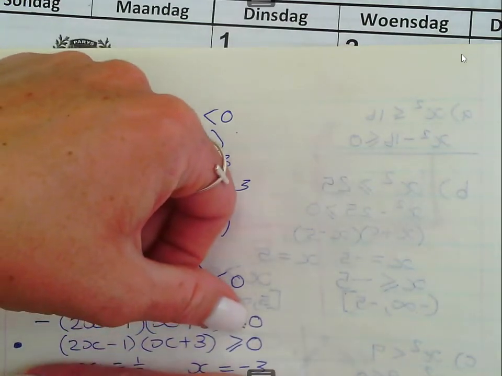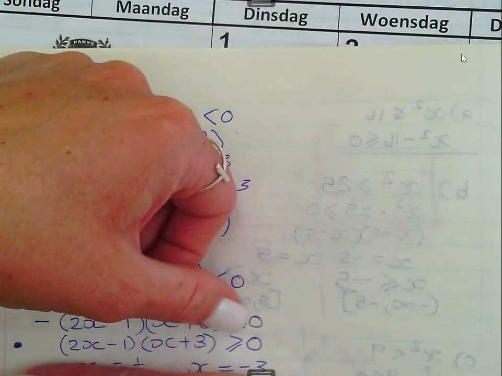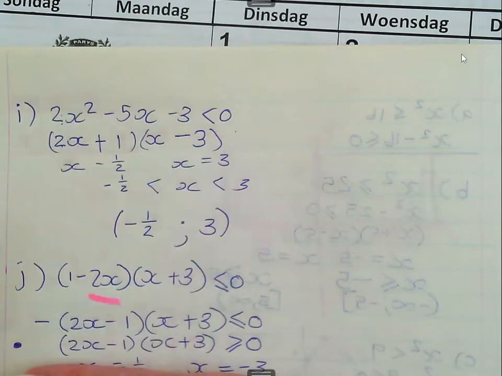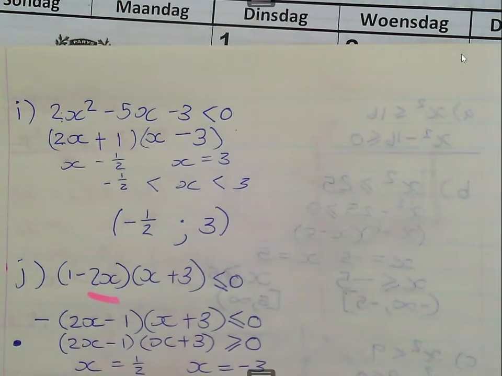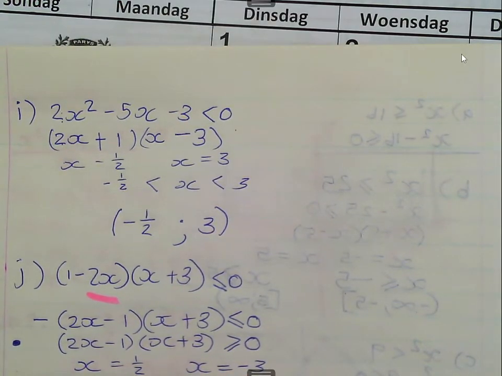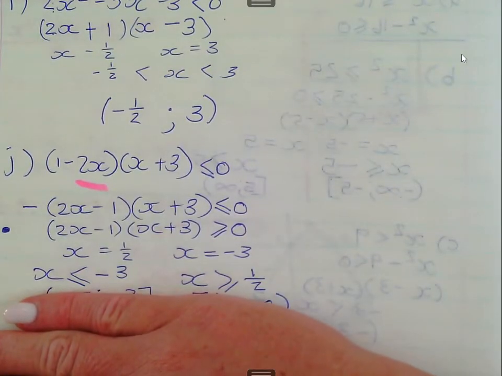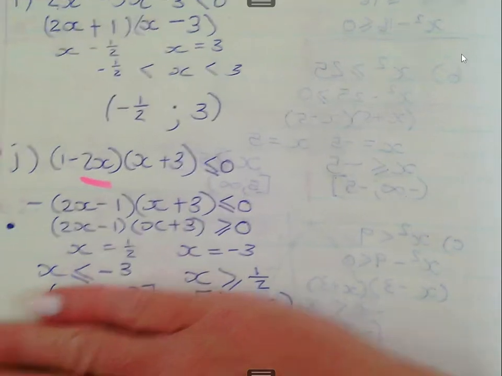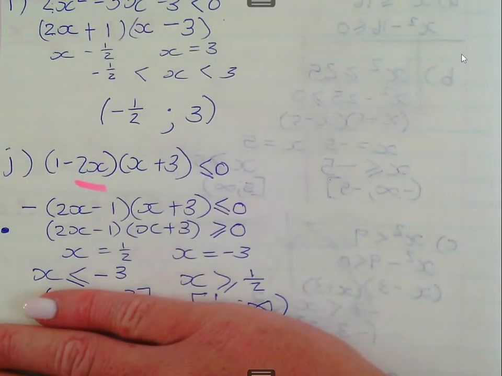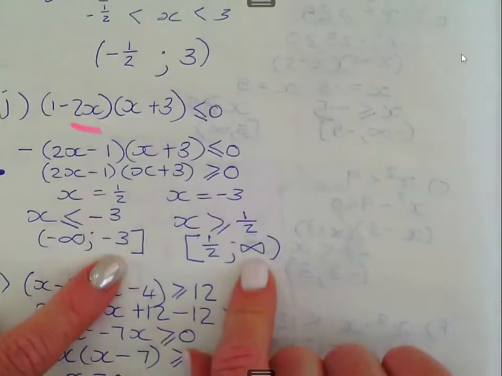They're asking for greater than. Can you see that? Greater than means on the outside of the 0 points. So the two 0 points will be a half and 3, and it's on the outside of them. Smaller than negative 3 and greater than or equal to a half. Also with the brackets like that.